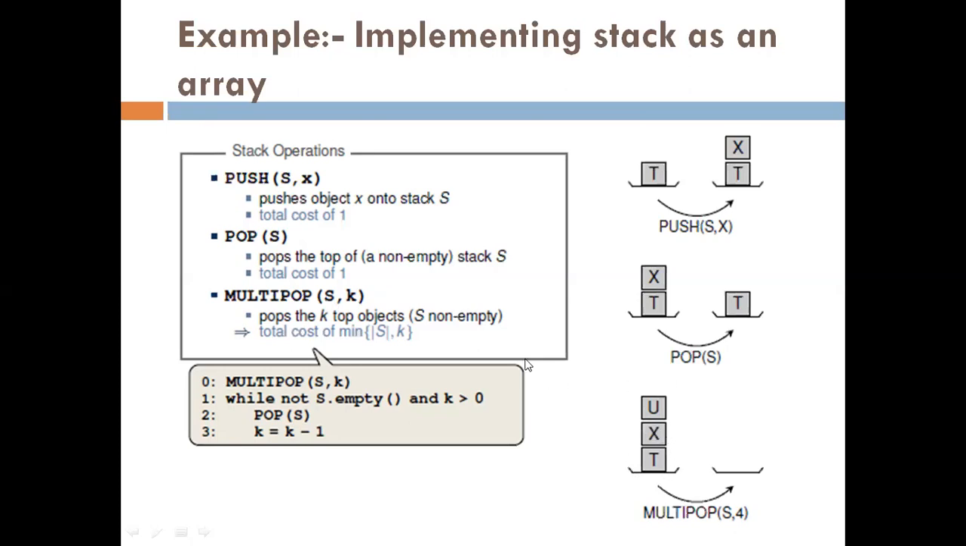And the total cost of this multi-pop operation is s, that is the size of the stack. So the size of the stack is 3 and the value of k is 4. So the minimum of 3 comma 4, 3 is the minimum. So the total cost of the multi-pop operation is 3.